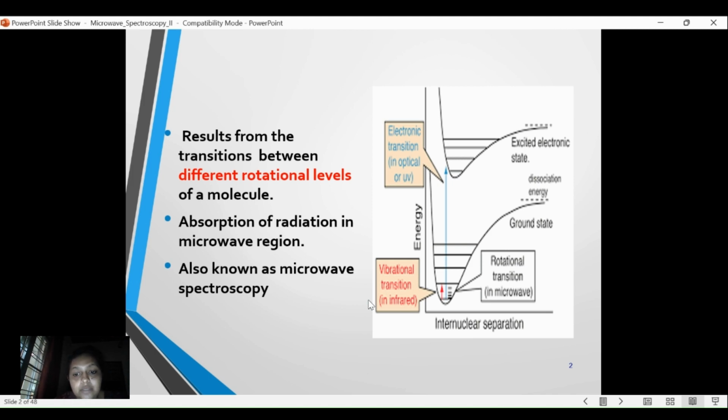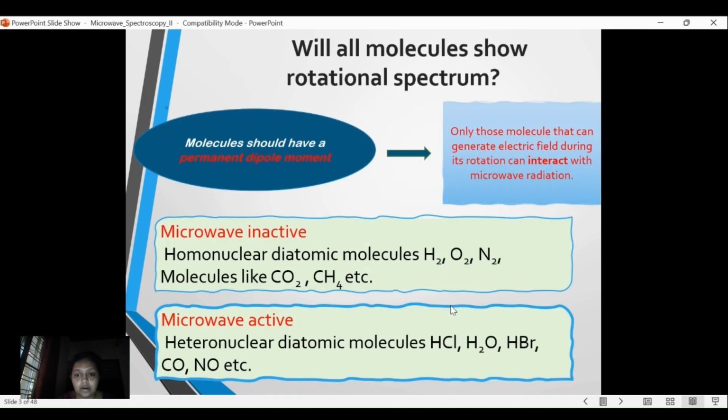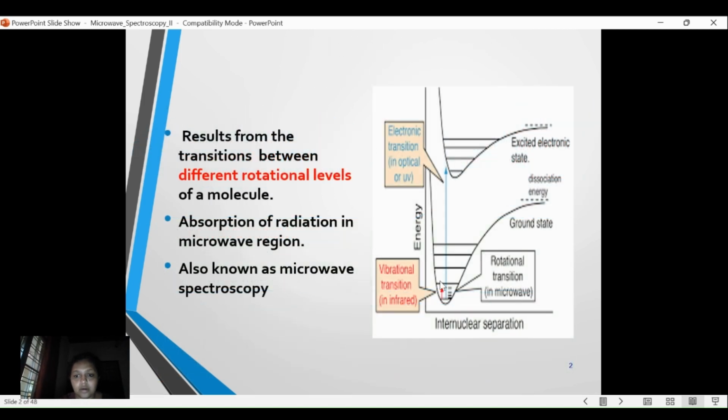Among these, from this picture we can see the rotational energy levels are between the two vibrational energy levels, and many vibrational levels are inside an electronic energy level. So the rotational energy level is the smallest gapped energy level.